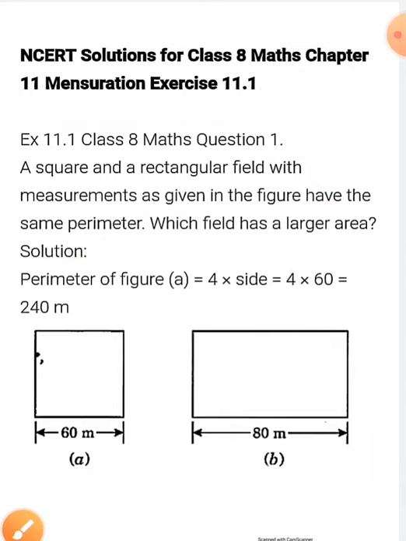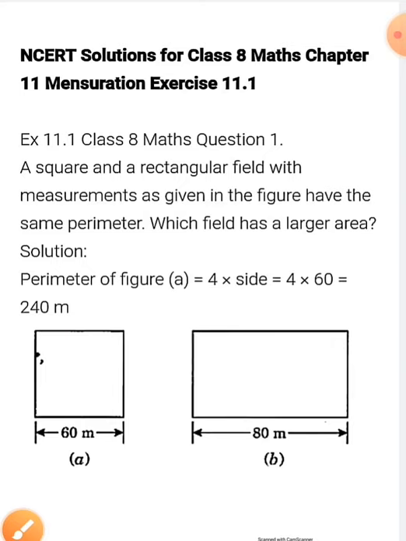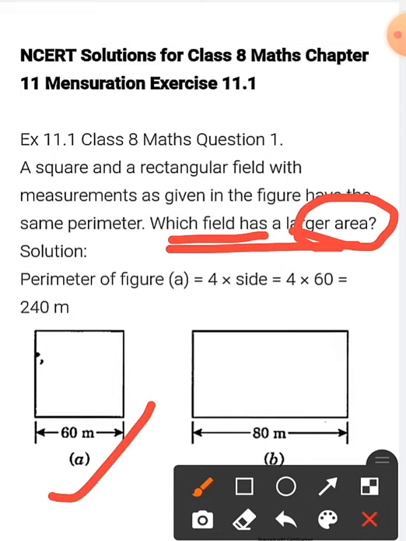The perimeter of both figures given to you is the same. So the perimeter of both these shapes is the same. Which field has a larger area? So what do we have to find out? We will find out which field has a larger area. Whose area will be larger, that we need to find out. Area of square is larger or area of rectangle is larger. So which field has a larger area, that we have to find out.